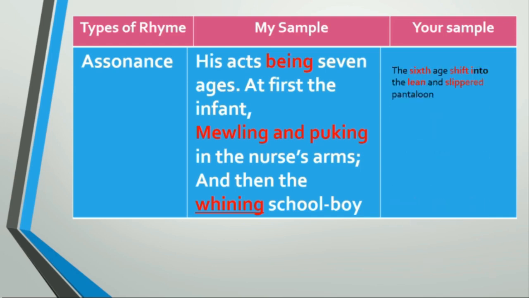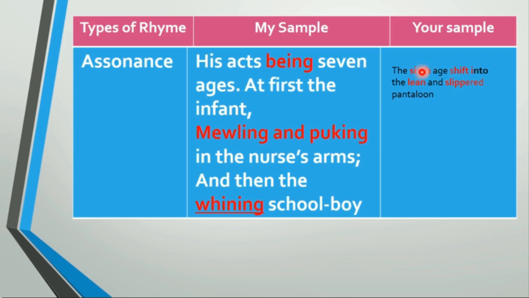All right. If you got this one, then you are correct. "The sixth age shifts into the lean and slippered pantaloon." We have sixth, shift, lean, and slippered. What sound do they have? Correct. They have the E sound, and that is a vowel.